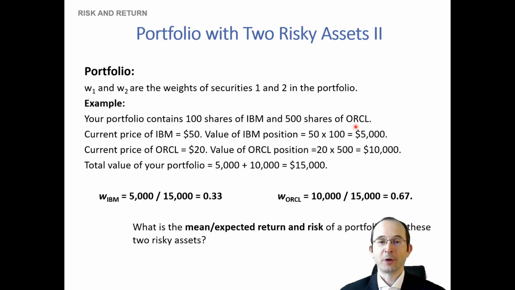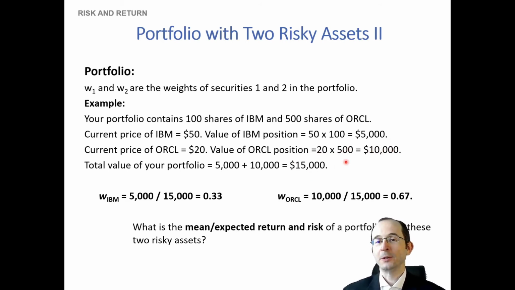So what is the value of our portfolio? Well, it's the sum of the value of our positions in IBM and Oracle. So if the price per share of IBM is 50 and we have 100 of those shares, that means the value of the position in IBM is 5,000, just 50 times 100. And if the price per share of Oracle is 20 and we have 500 of those shares, the value of the Oracle position is 10,000, 20 times 500.